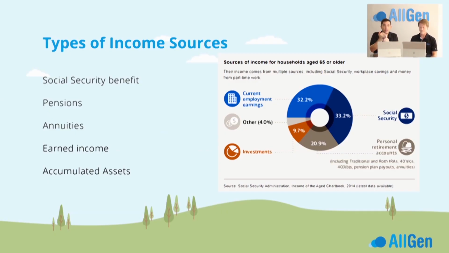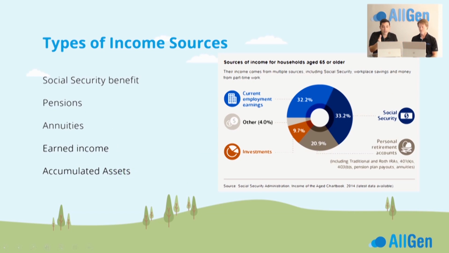If you look at the different types of income sources, typically we're talking about Social Security benefits, pensions from private companies or government pensions, and annuities. Here's an income source that you can control a little bit: earned income. That's actually a job in retirement or the financial freedom stage. Or accumulated assets: I've saved this much, now I'm going to start pulling from it and creating an income source for myself.